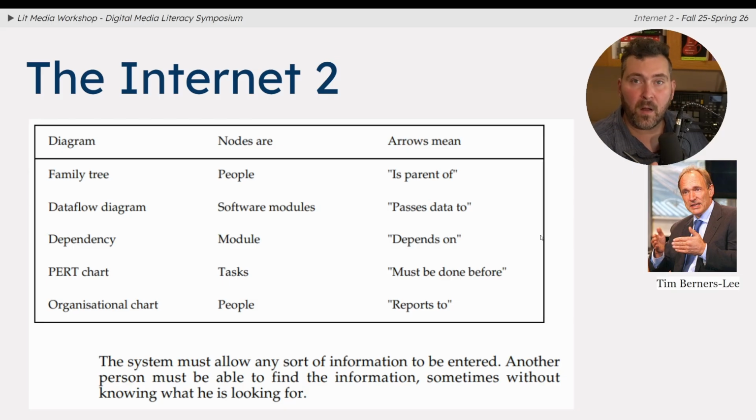So he talks about all the different ways you might represent these. In the diagram, you might have a family tree where the people are nodes and an arrow means is the parent of. I won't read every single one of these, but you get the idea. The system must allow for any sort of information to be entered. This is what Tim Berners-Lee says. They must be able to find the information sometimes without even knowing what they're looking for. And this is really this whole idea of surfing, where if I can kind of think about something close to where I'm getting to, maybe I'll find the right thing as a link there.